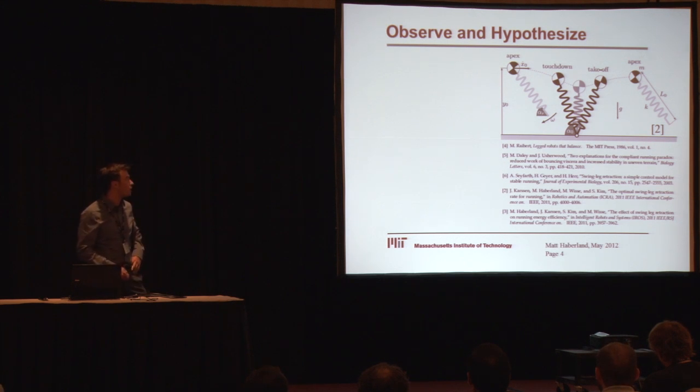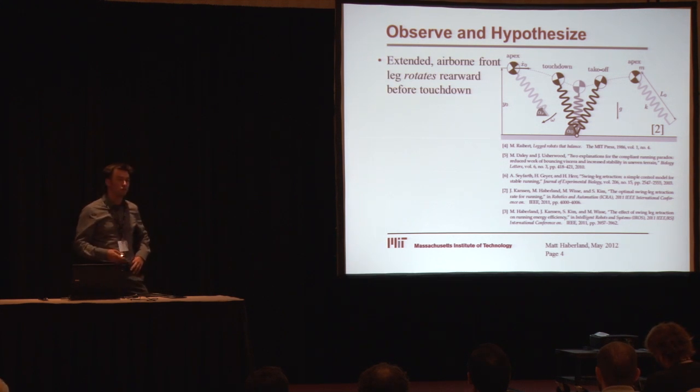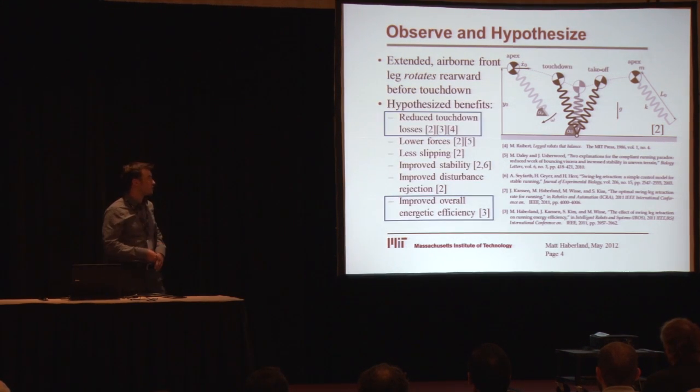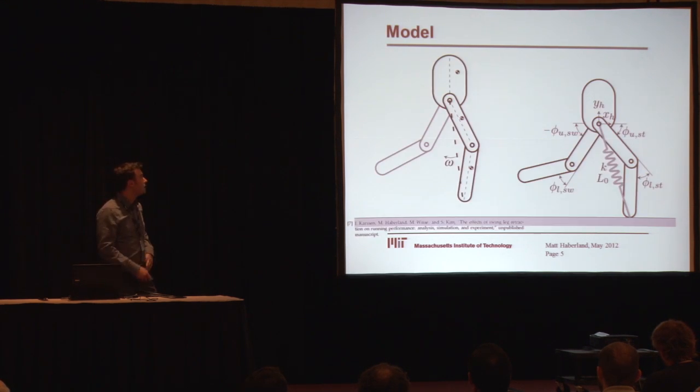Begin by observing from biology. It was talked about this morning. Swing leg retraction is when the extended airborne front leg rotates rearward before the foot touches the ground. And so there have been several hypothesized benefits for this, such as that it reduces touchdown loss and improves overall energetic efficiency, and that's what I'll focus on.